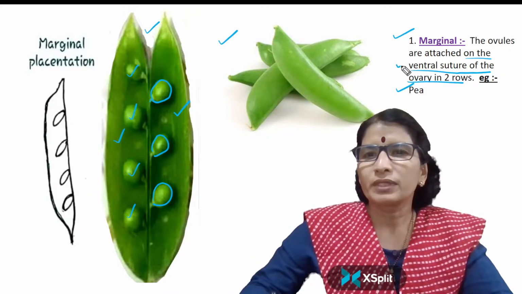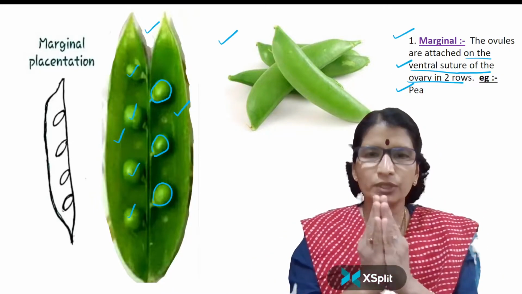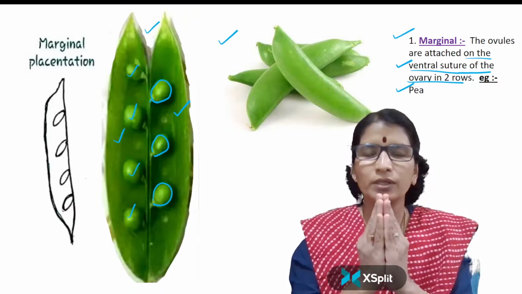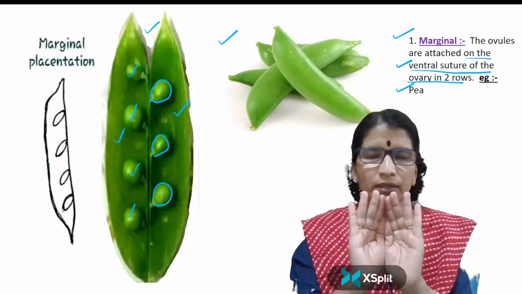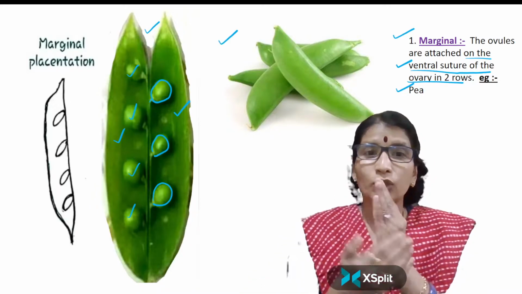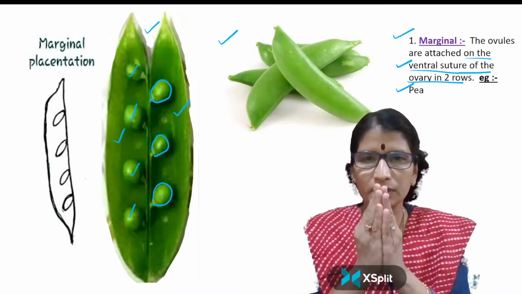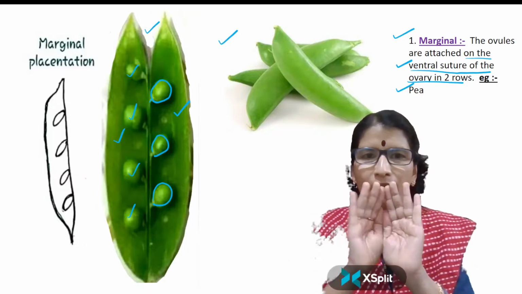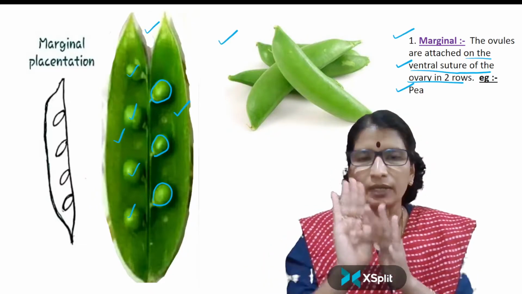Why we are using ventral suture? Just imagine this is fruit of Botany pea plant. When I open, the view is like this. When the fruit is closed, the outer view, we can call it as dorsal side. The outer view is dorsal side. When the pea fruit is opened, the inner side, you can call it as ventral side.